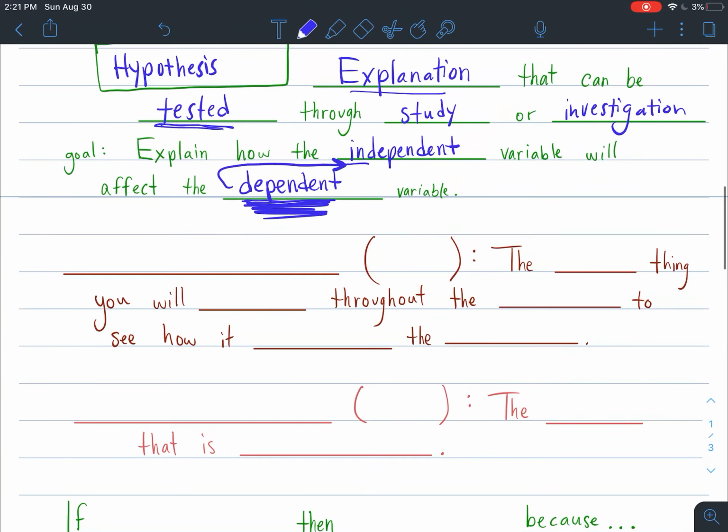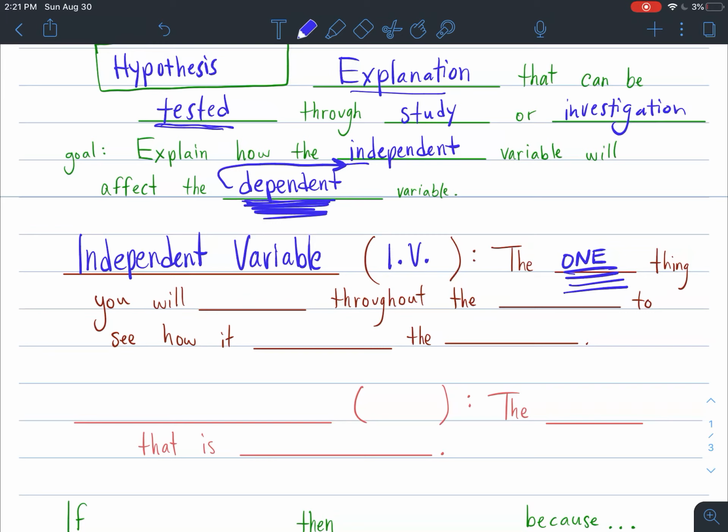So let's dig a little bit deeper into this. What is an independent variable? Well, we can summarize it here by just calling it an IV, independent variable. And this is the one and only one. So underline that a bunch of times. It's the one thing that you will change throughout the experiment.